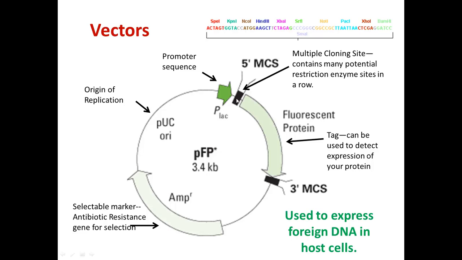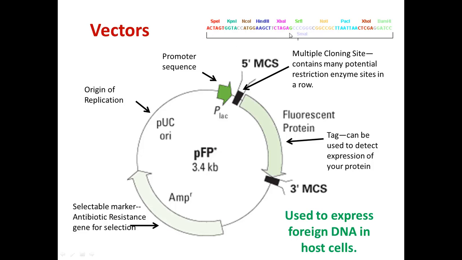So next we have a multiple cloning site, and many times a multiple cloning site is either found before or after a tag, because we can use this foreign DNA to tag the protein so that we can visualize it. So this tag is frequently used to detect expression of your protein, and this could include a fluorescent protein like GFP, green fluorescent protein, or it could be some other type of tag as well. But these multiple cloning sites contain many potential restriction enzyme sites all in a row.